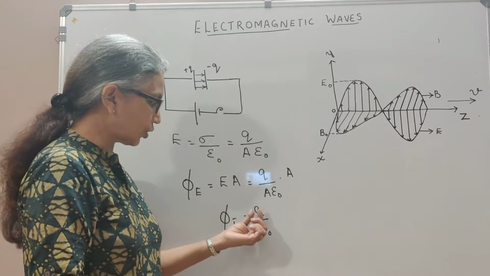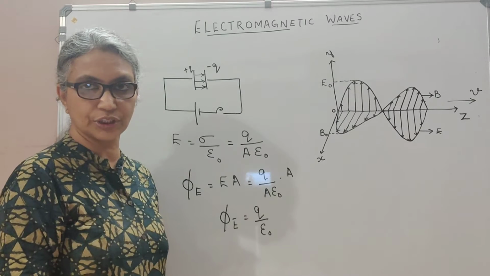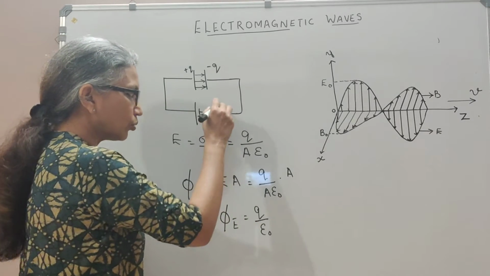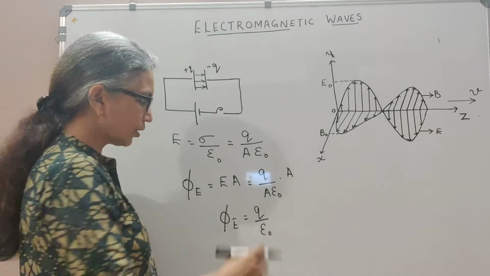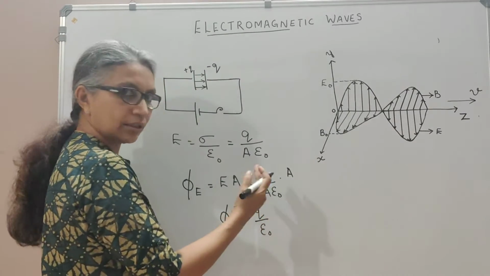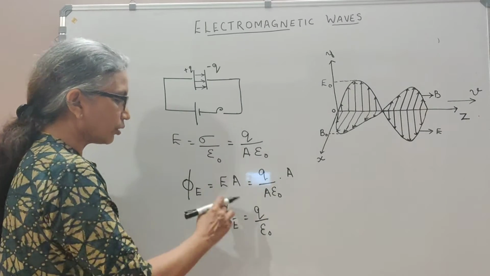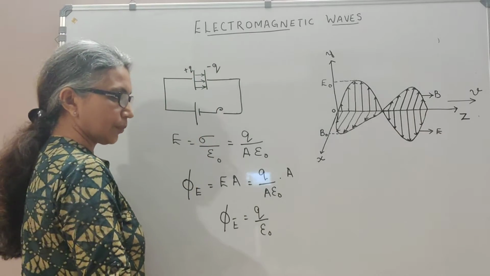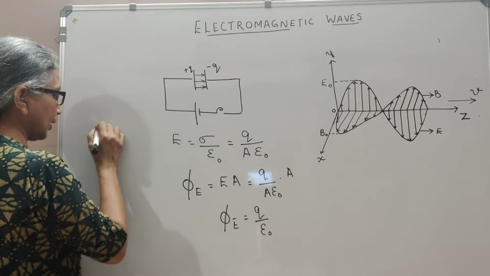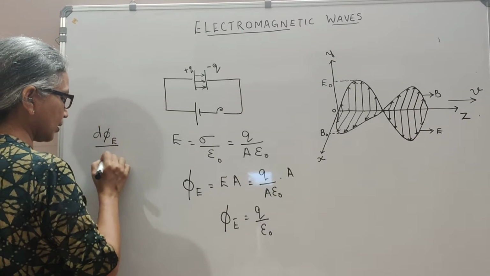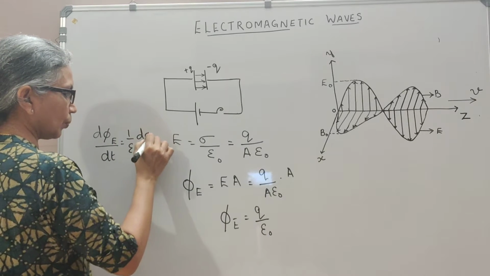Now, as long as the charge on the plate is a constant charge, then the electric flux between the plates does not change. But as you switch it on or switch it off, as the capacitor charges or discharges, this charge on the plate is either increasing or decreasing with time. It's a time varying charge, which therefore will change the flux between the plates of the capacitor. So I may write this as d phi E by dt, the rate of change of the electric flux, will be equal to 1 by epsilon 0 dq by dt.